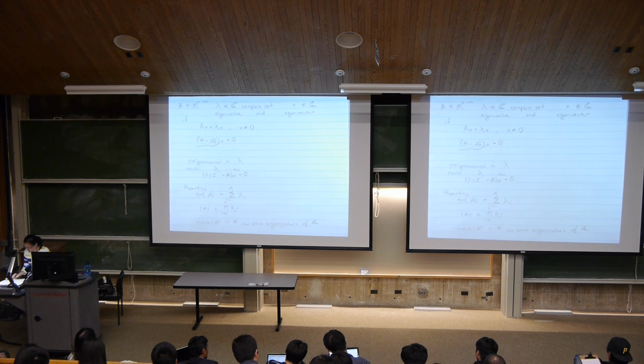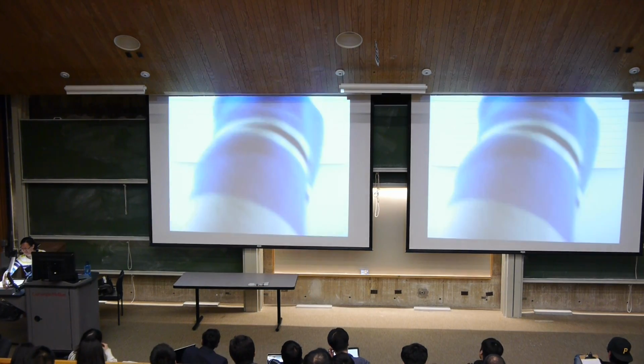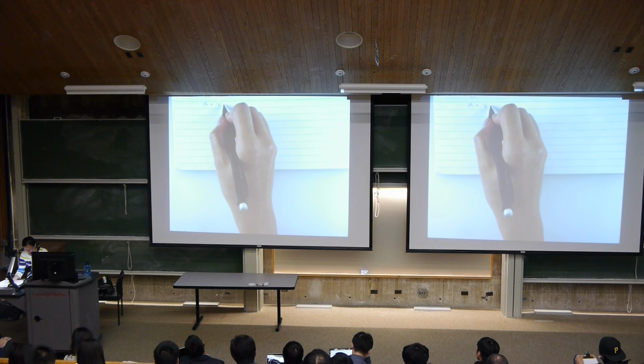Okay, so there's another definition, and it's called diagonalizable. A square matrix is said to be diagonalizable if it's similar to a diagonal matrix. What I mean by that is that A can be written as X Lambda X inverse.